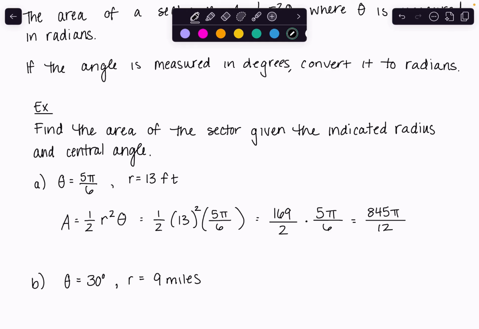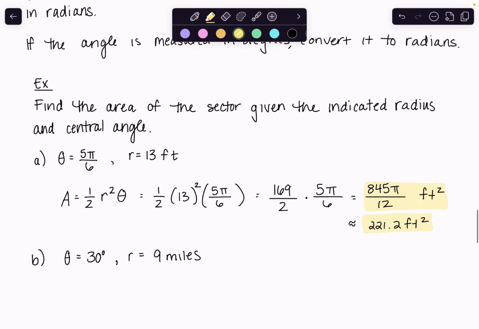And then it's an area, so your measurement should be your unit squared. In this case, our unit is feet. So this would be the exact area. And then I trust you could plug this into a calculator, and that would give you about 221 feet squared. Again, you could find the full area of the circle by doing pi r squared, but we're only taking this portion with an angle of 5 pi over 6.